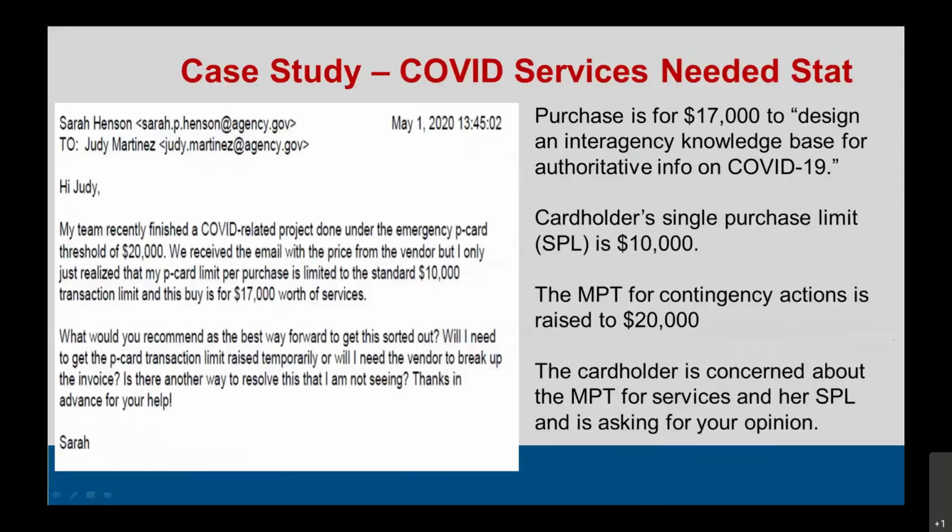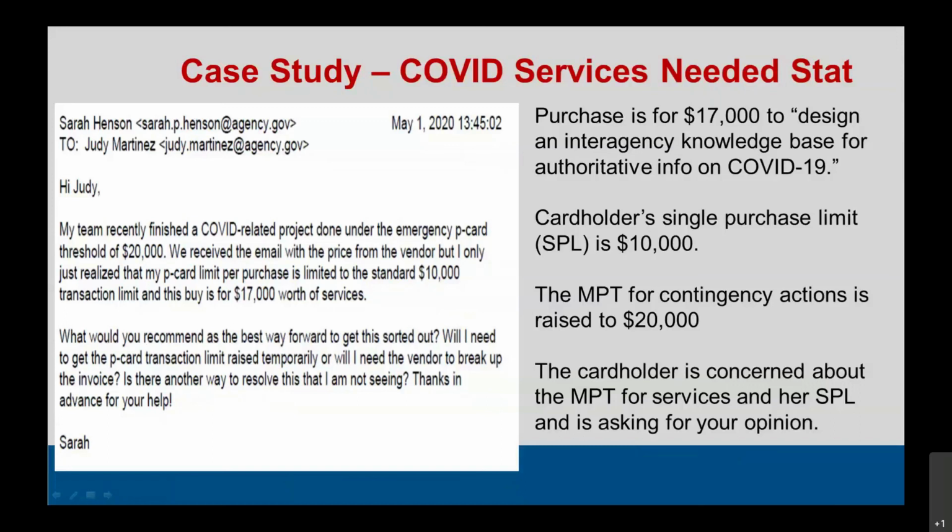Now we have another case study. This one is pretty relevant: consider the pandemic response. We have an email that you can read here from Judy. Judy's talking about finishing a COVID-related project done under the higher micro-purchase threshold of $20,000 for contingency operations. She got an email with a price from a vendor, but only realized that her charge card has a single purchase limit of $10,000, and the buy is for $17,000. How should I go forward with this? And they're asking for your help.